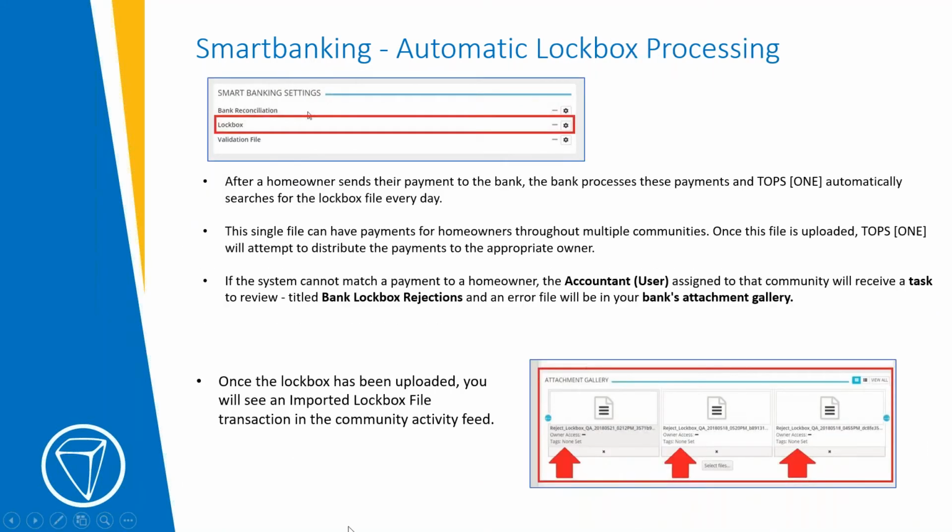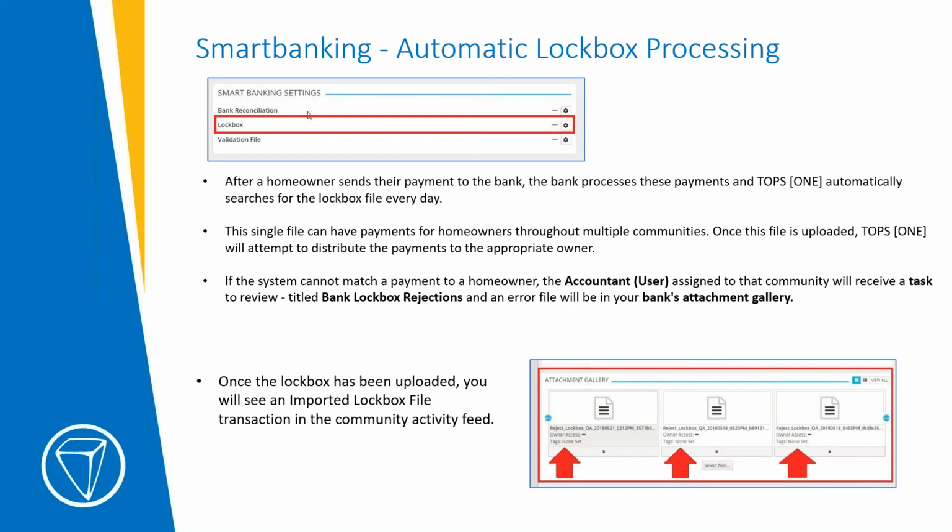All right. The next option you have is automatic lockbox processing. Basically, with a lockbox, after a homeowner sends their payment, the bank processes these payments and TOPS 1 automatically searches the lockbox file every day. On the day that the owner makes the payment, the lockbox file will be brought into the system that day or at the latest the next day, depending on time of day when the payment is made and received in the bank and cleared in the bank. Then of course it will become part of the lockbox file coming into the system.